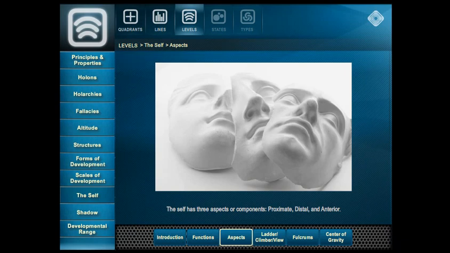The self has three aspects or components: the proximate self, or what you call I; the distal self, or what you take as an object or call me or mine; and the anterior self, or witness, which sees all phenomena arise through the eyes of the one true self.